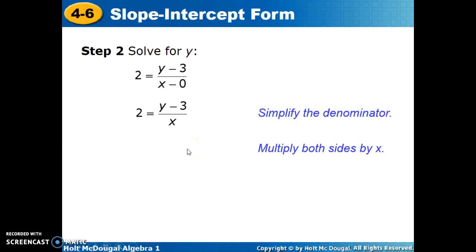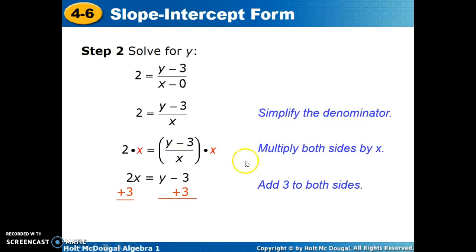We're going to multiply both sides of the equation by x. On this side, we see that it cancels. We get 2x equals y minus 3. Adding 3 to both sides, we get y equals 2x plus 3. We've now placed the equation of our line into slope-intercept form.